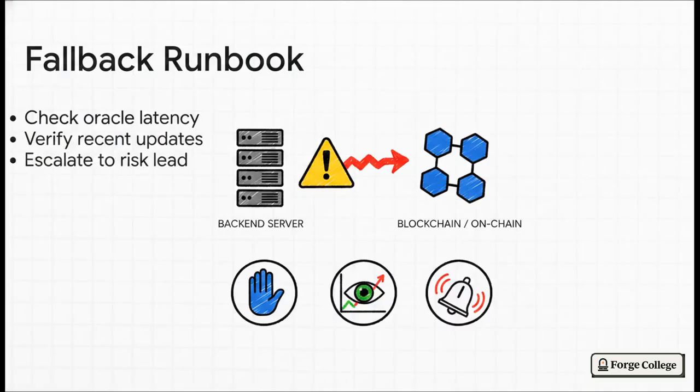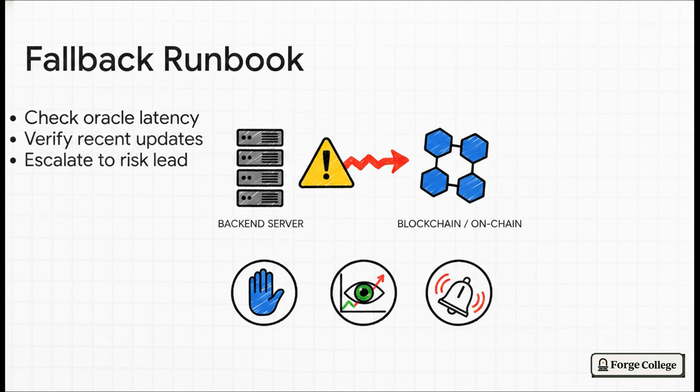Let's zoom in on that back-end to on-chain step for a second. Let's say the back-end detects a massive deviation between its cached price and the Oracle's live price. What do? Well, instead of just blindly submitting the transaction and hoping for the best, the back-end fallback needs to instantly hold the transaction, surface a warning, and trigger these exact runbook steps.